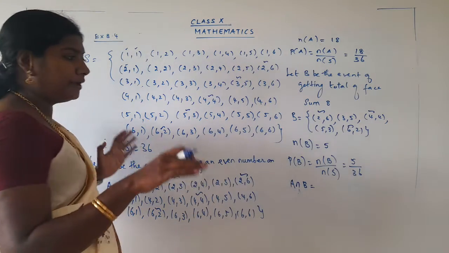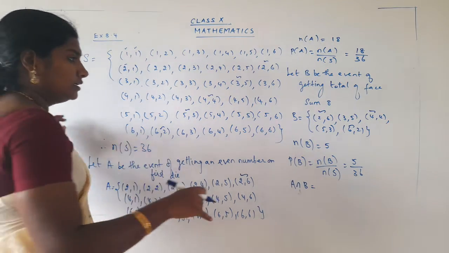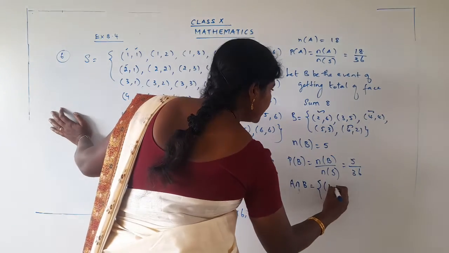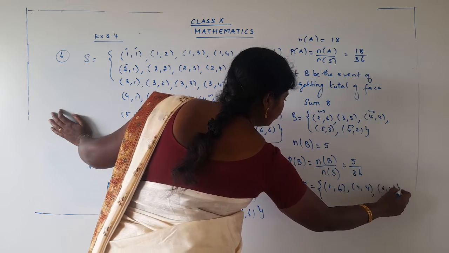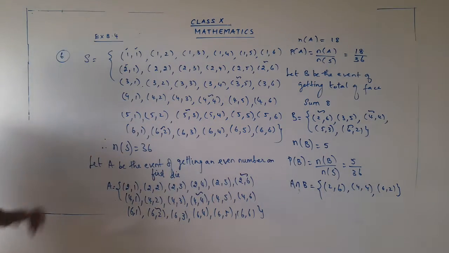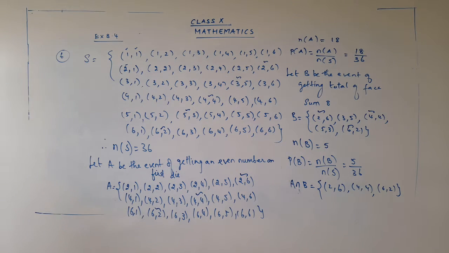So what is common to A and B together? We have 2,6, 4,4 and 6,2. Write down A intersection B. We have taken down A intersection B as 2,6, 4,4 and 6,2.